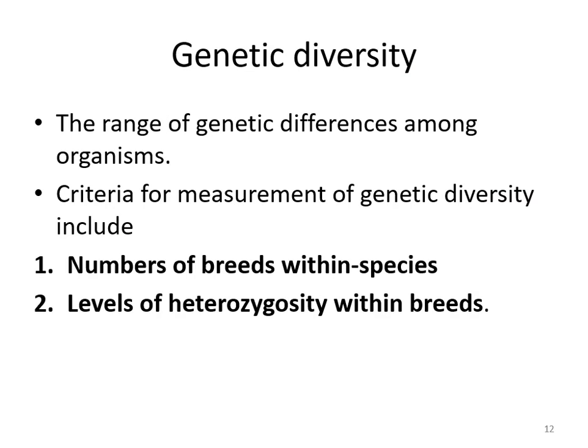Now, it is easy to define genetic diversity. It is a range of genetic differences among organisms, and we have two criteria of measurement of genetic diversity in livestock. One is the number of breeds within a species. If we have more breeds within a species, we have increased genetic diversity. And similarly, we need to look at the level of heterozygosity within breeds. So animals within a breed should have genetic differences, and similarly there should be more breeds within a species if we need to have a genetically diverse population.